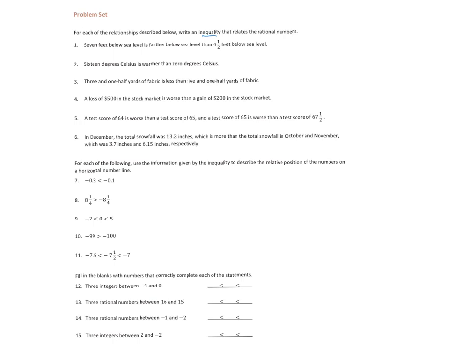Okay. 7 feet below sea level is farther below sea level than 4.5 feet below sea level. So below means -7. And I'm comparing that to negative, so -7 is less than -4.5. Then I don't need to put labels or anything.